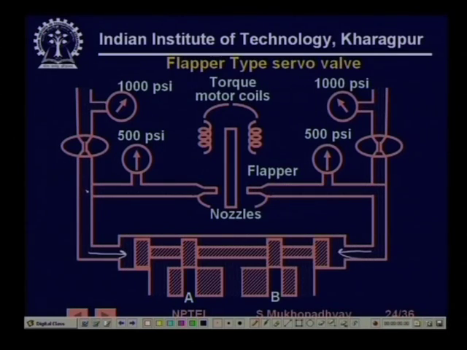As such, this is a 1000 psi supply, and this is a restrictor. So, it is a pressure reducing valve, simply a series of obstructions. While flowing, the pressure will drop and it will be something like 500 psi at these two ends. Here there is a flapper nozzle. If there is a minuscule motion of this flapper, then the pressure at this point is going to rise if it is this side, and the pressure at the other side is going to fall. That will create a differential pressure and it will move the spool. This is the basic principle.